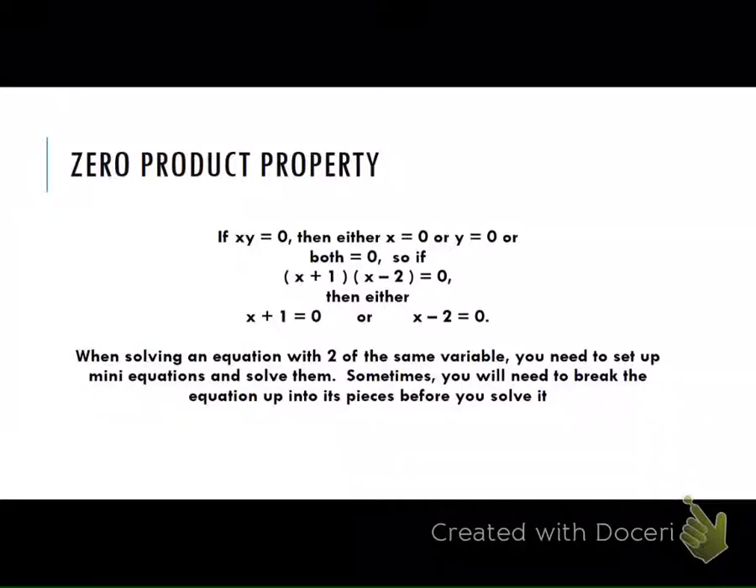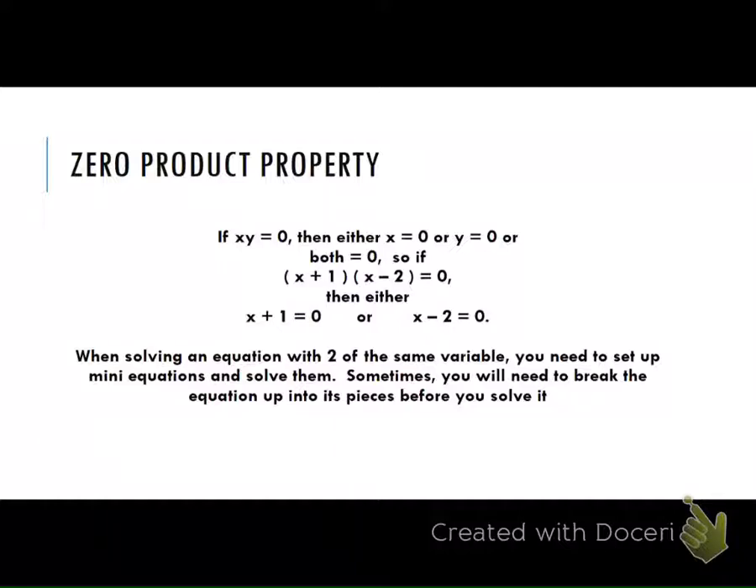Property. So the zero product property tells us if x times y is equal to 0, then either x or y has to be 0 or both of them have to be 0. So what that's basically saying, if you're multiplying two things together and it's equal to 0, one or both of those pieces have to be 0.